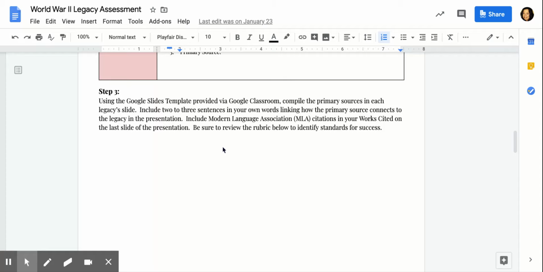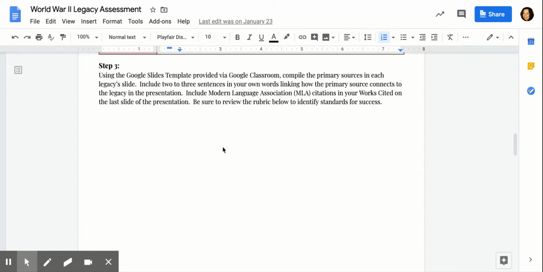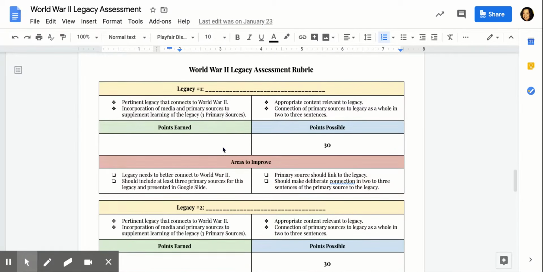So if I'm doing the Battle of Stalingrad, maybe I have a picture, a soldier's interview, and a diary entry. I put all of those on the slide, and then I put 2 to 3 sentences explaining those primary sources. It's really open-ended, giving you an option for this. Then I do that for the first legacy, the second legacy, and the third legacy. With the title, that's 4 slides. Please use the 5th slide as your works cited, where you are going to put your MLA citations.